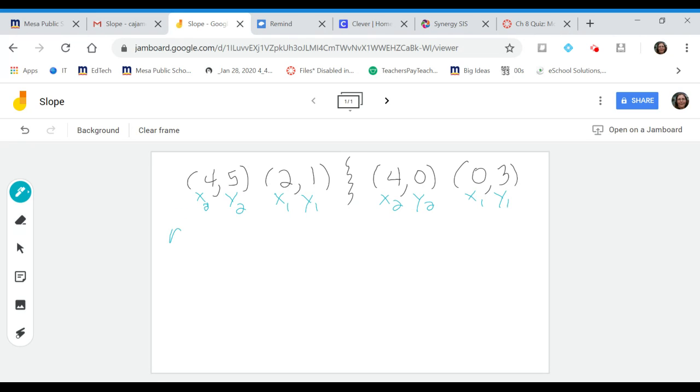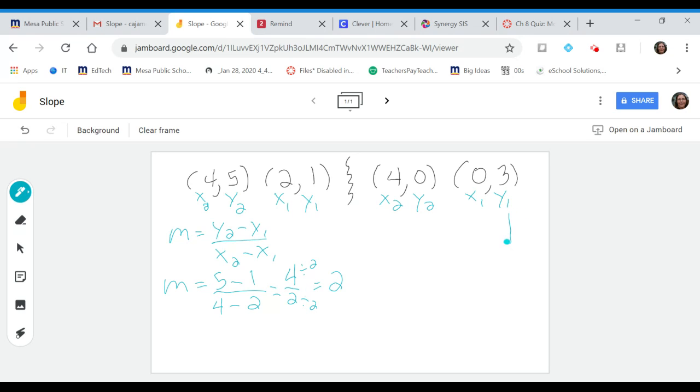Okay, so remember our slope formula is equal to the change in y over change in x. So I always write it out just to help remind myself what the formula is. So then I'm going to substitute my values in. So it's going to be 5 minus 1 for this first one over 4 minus 2. And I'm just going to subtract. So I get 4 over 2. Remember, I can divide both of these by 2 to simplify them. So I get 2.